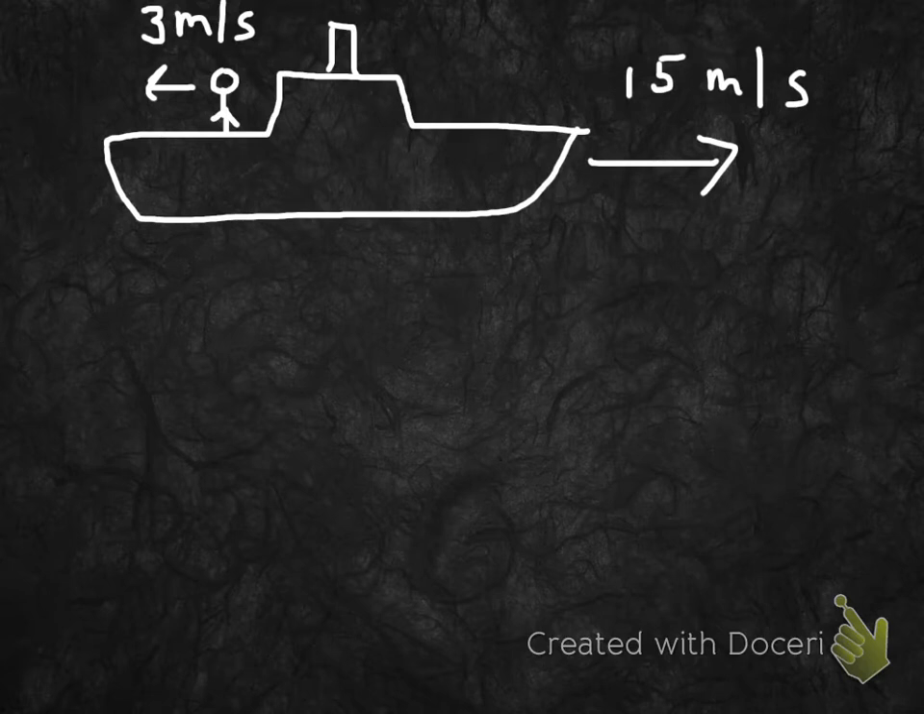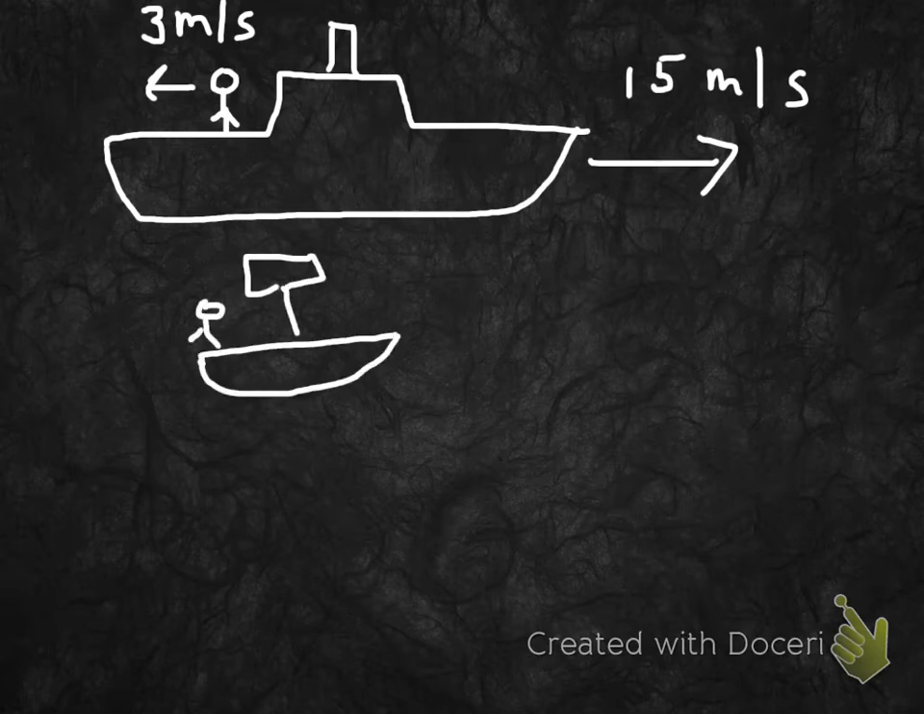From your frame of reference, you just feel like you're walking along at 3 meters per second towards the rear of the ship. You don't even notice the motion of the ship because you're on the ship. It's moving along, but from your point of view, everything around you, everything you can see, the chairs on the ship, the smokestack on the ship, the other people on the ship, they're all moving with you. So in reference to them, you just feel and look like you're walking backwards at 3 meters per second.